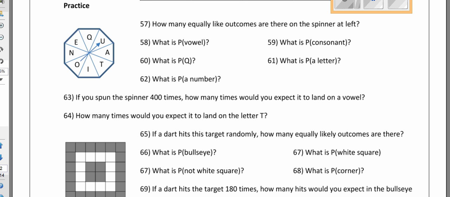Let's take a look at a few exercises. If I'm given this spinner and someone says how many outcomes are there in the spinner at left, well, I just count the number of ways the spinner could land. So there's 8 spaces there. Therefore, I have 8 different ways the spinner could land.